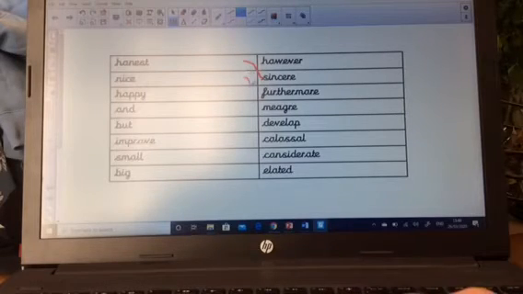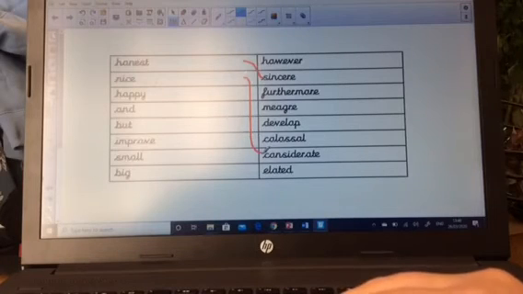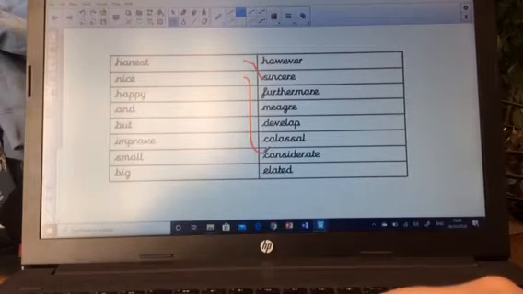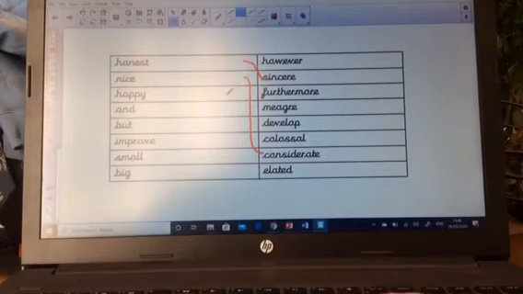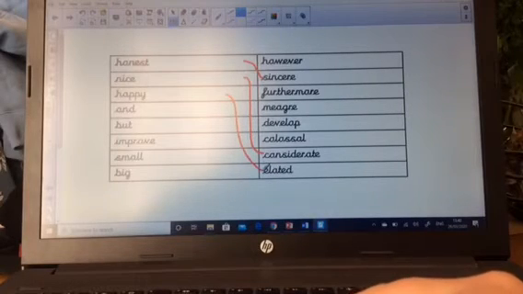So I'm going to link nice with considerate because if you are a nice person, you are a considerate person, you're kind, you're caring. Okay, so now we're going to move to happy. So we've got left, however, furthermore, meagre, develop, colossal or elated. So happy would match with the word elated because if you're elated, it means you're very, very, very happy.